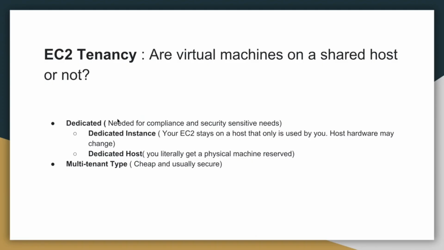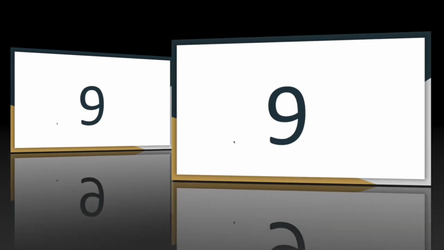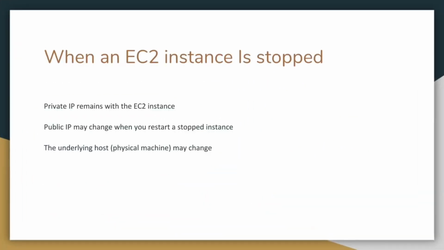So with dedicated instances, only your virtual machines can be on a physical machine, a host machine, but you end up paying more for this option. And within the dedicated types of instances, there's dedicated instance and dedicated host. Dedicated host gives you the most control over your physical machine. If you have strict regulations and requirements, like if you're in the defense industry or banking industry, you can look into the dedicated option. Let's look at fact number 9.